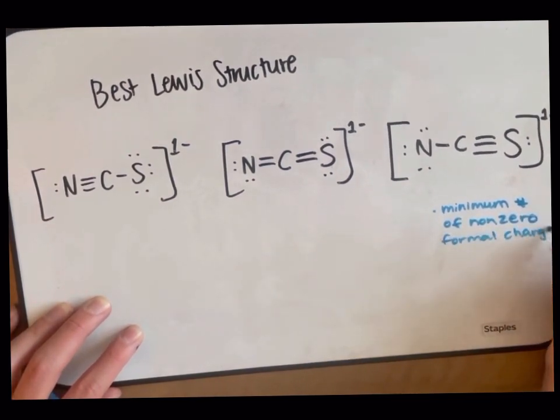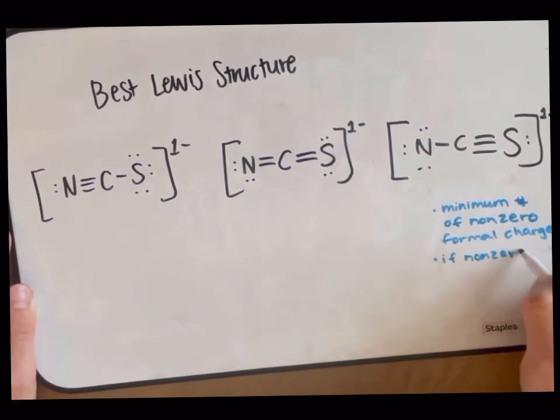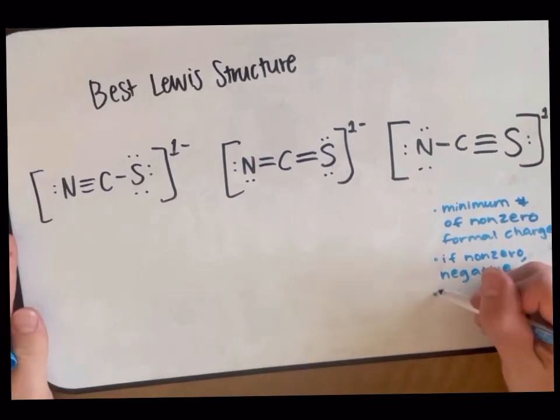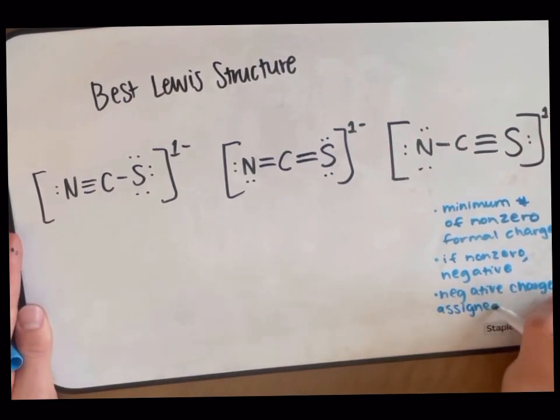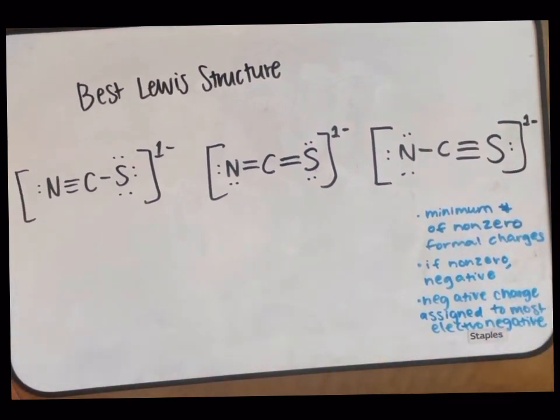What we're going to be looking for in the best Lewis structure is the minimum number of non-zero formal charges. And if it is non-zero, we want that charge to be negative. And if it's negatively assigned, we want that negative charge to be assigned to the most electronegative atom. So these things will help us determine which is the best Lewis structure.